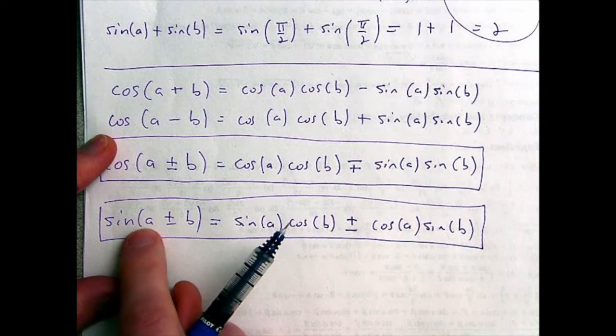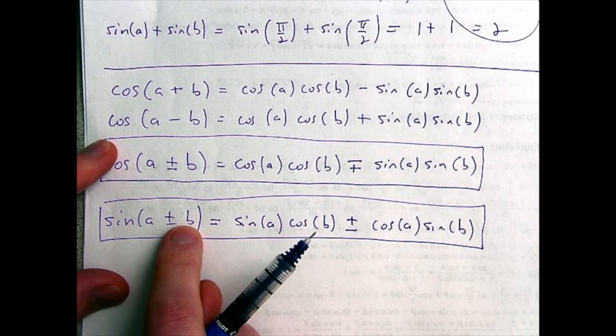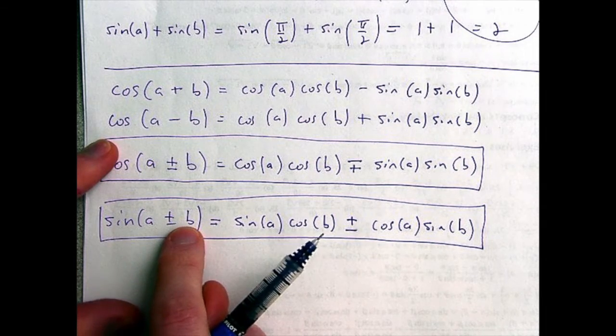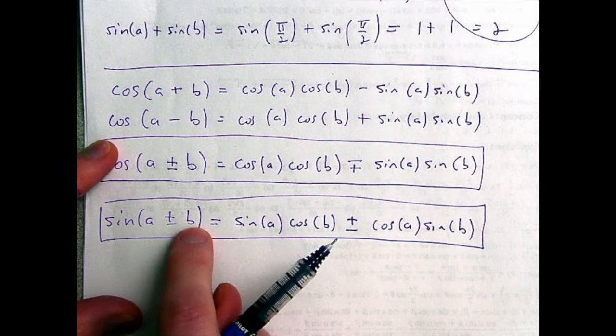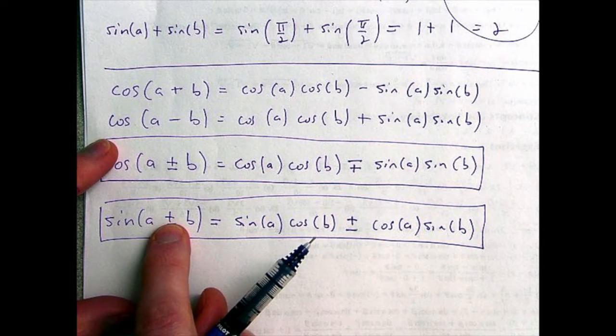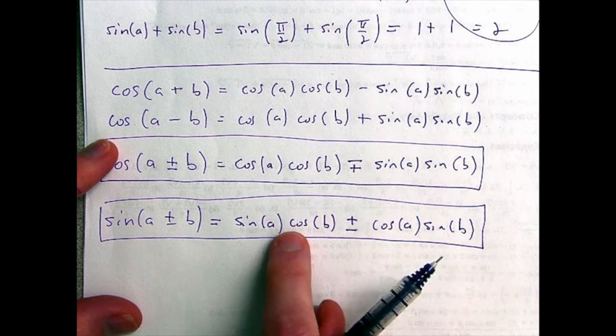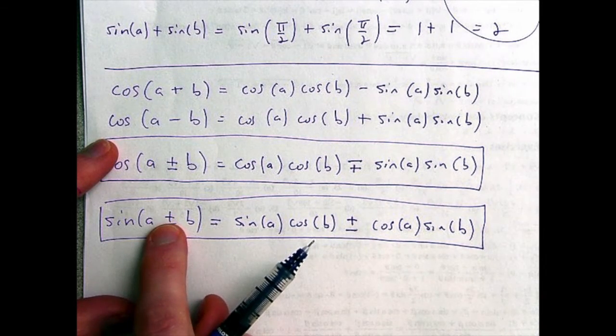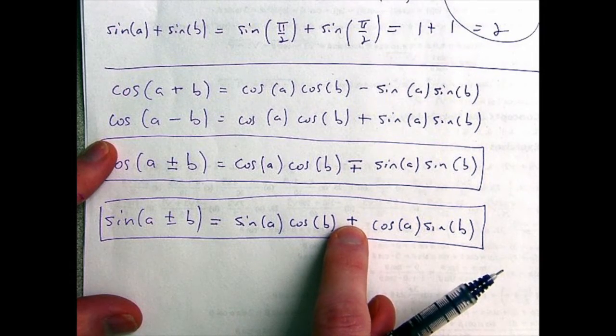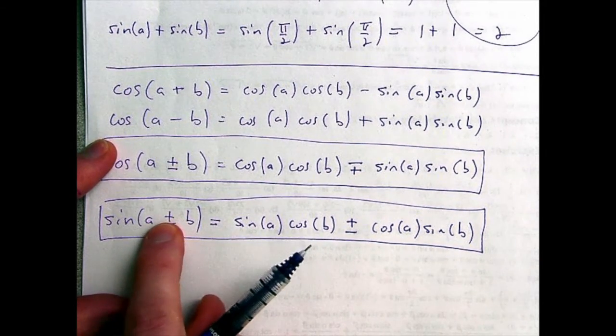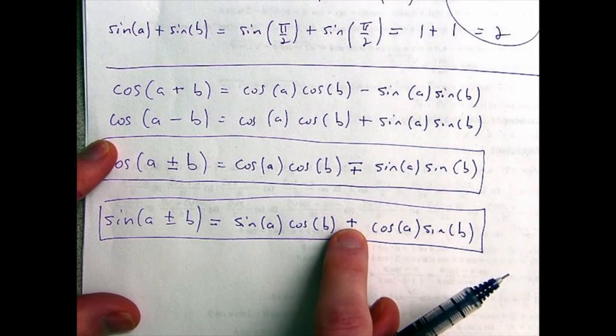One is for when you have the sum of two angles, and the other formula is when you have a difference. So if you're looking at the sine of a plus b, that means you've got a plus here. So what do you put between these two terms, a plus or a minus? Well, there's a plus on top here and a plus on top here. So when you have a plus between these two angles, you put a plus between the two terms.